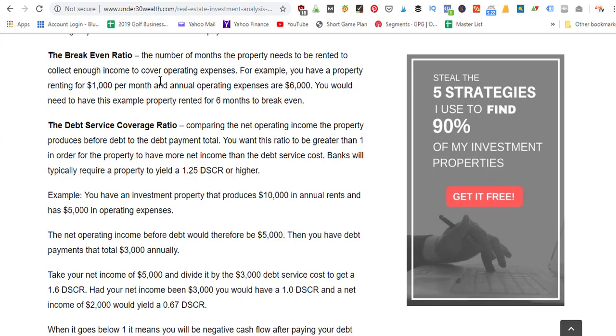But maybe your expenses for the year are about 50% of that. So you're spending about $6,000 in operating expenses on taxes, insurance, maintenance, all that stuff. So you've got to have a break-even rate of about 6 months. That tells you the break-even ratio there is 0.5. So the property needs to sit occupied at least half the year to break even.